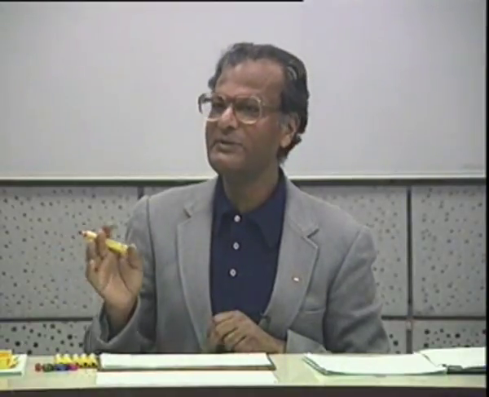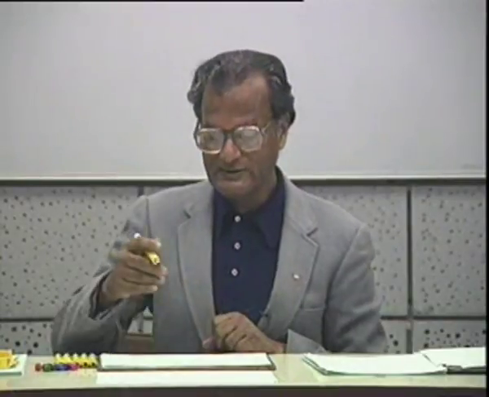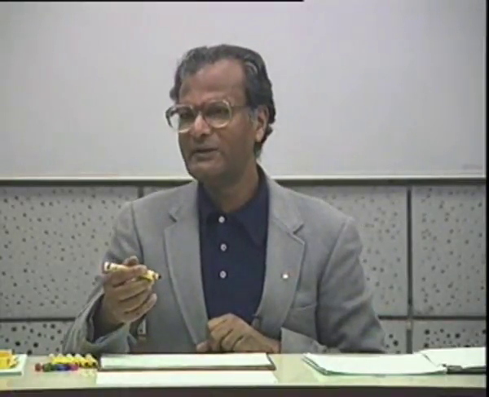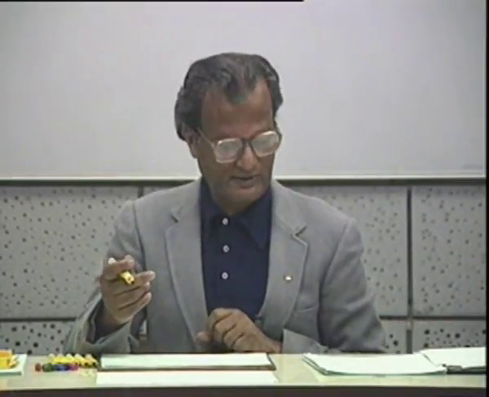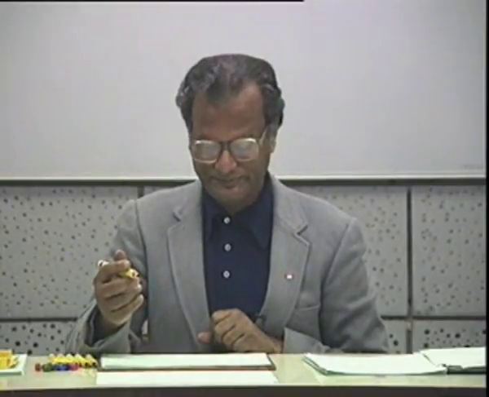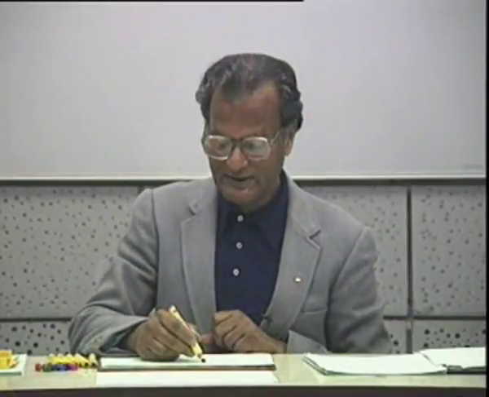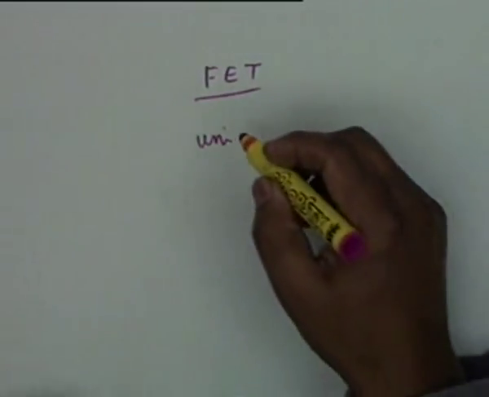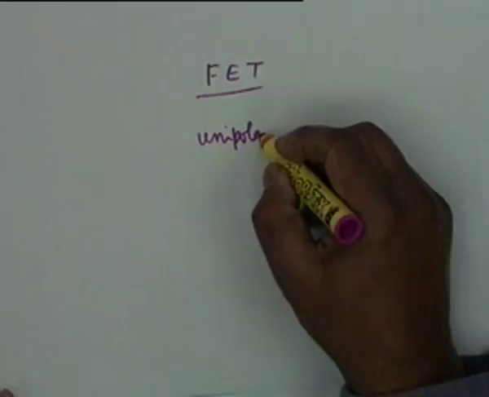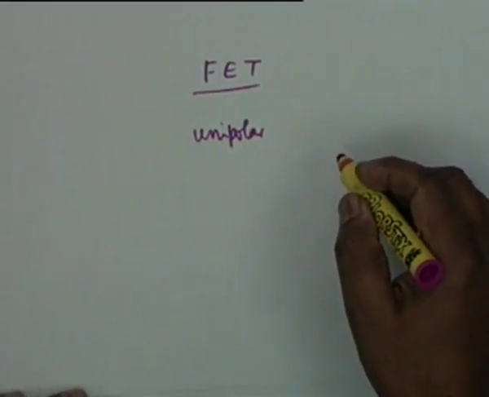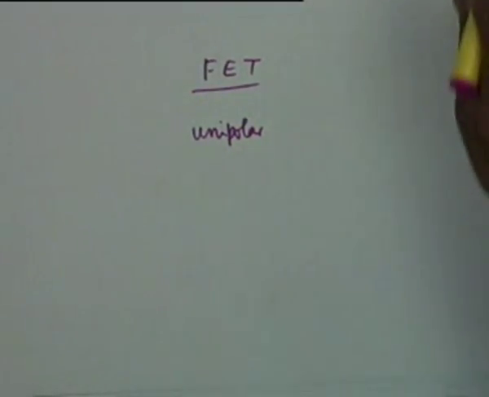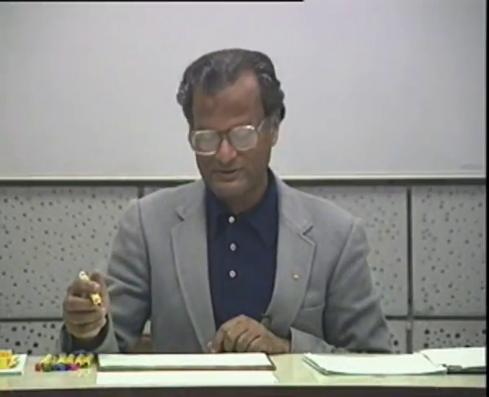1949 itself, commercial BJTs came in the market. They were not very good, but gradually they were improved. Whereas FET had to wait for a long time for improvement in technology. As I said, besides the mechanism of conduction, there is also a difference that FETs are unipolar in contrast to BJTs, which are bipolar. Bipolar because there are two kinds of carriers, electrons and holes.